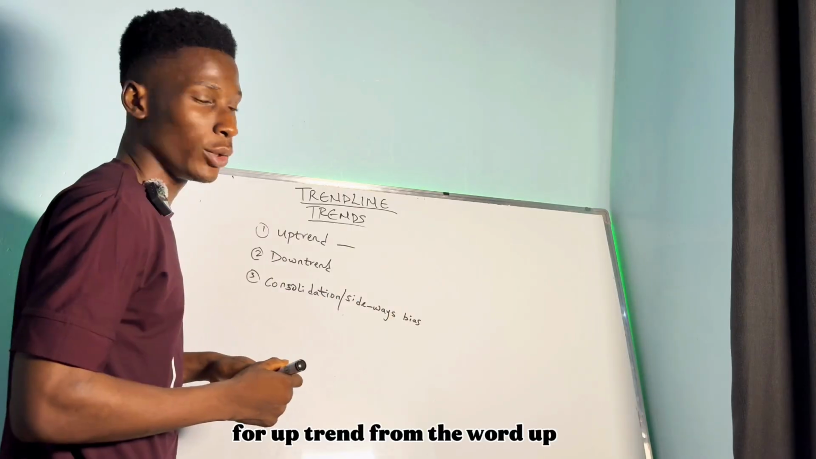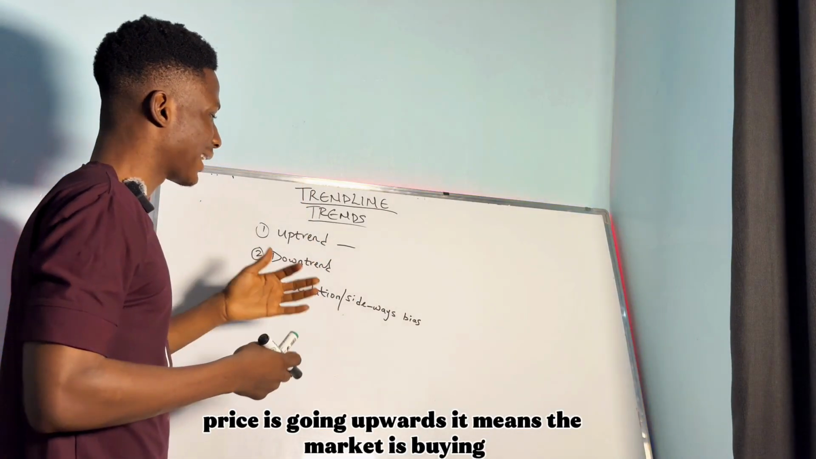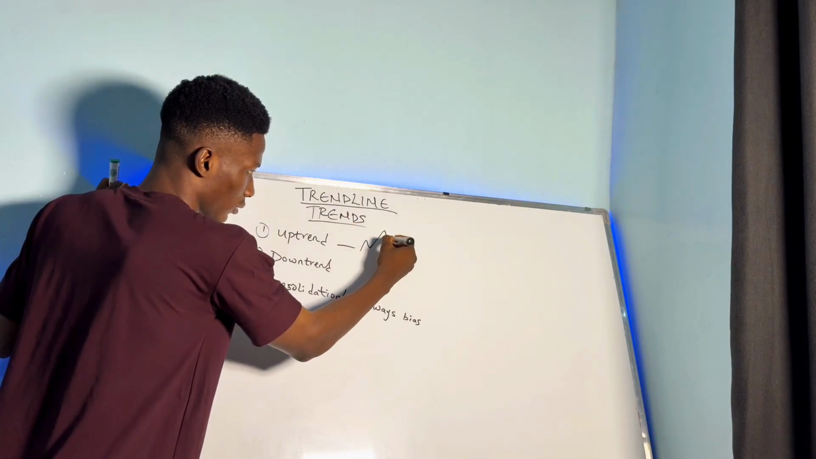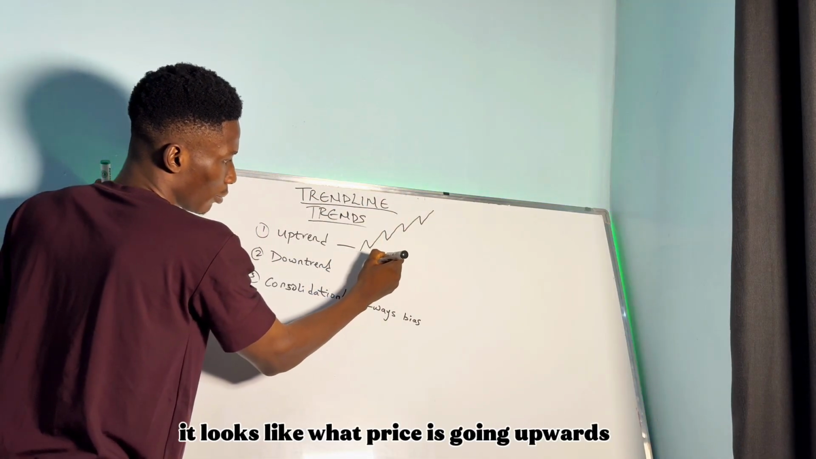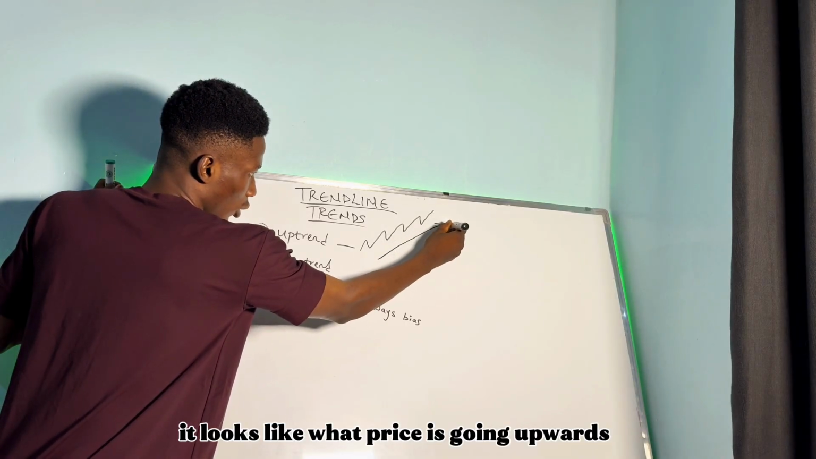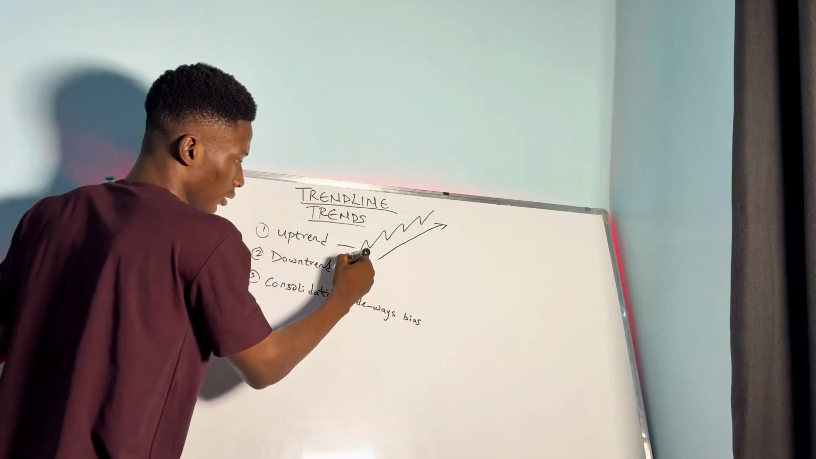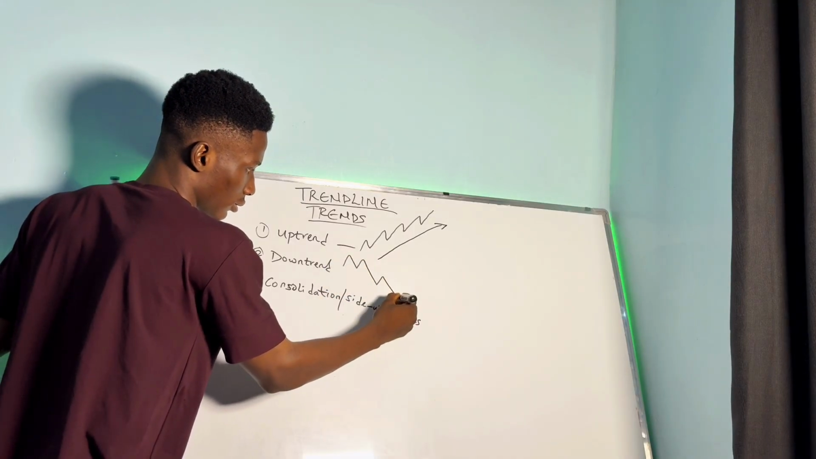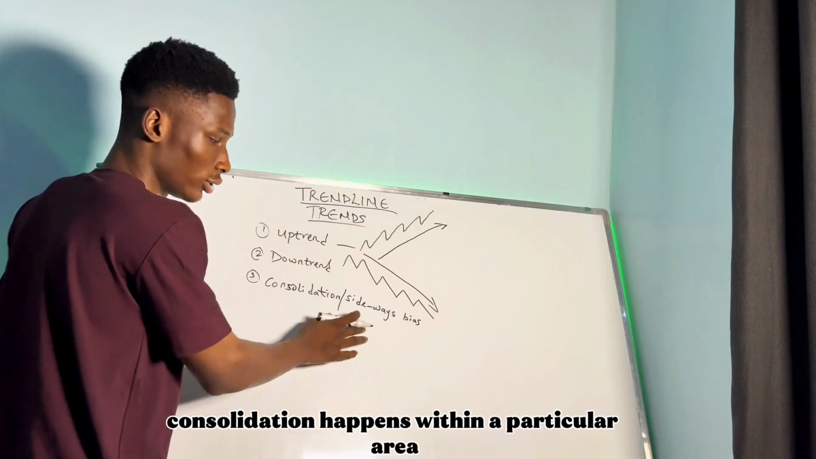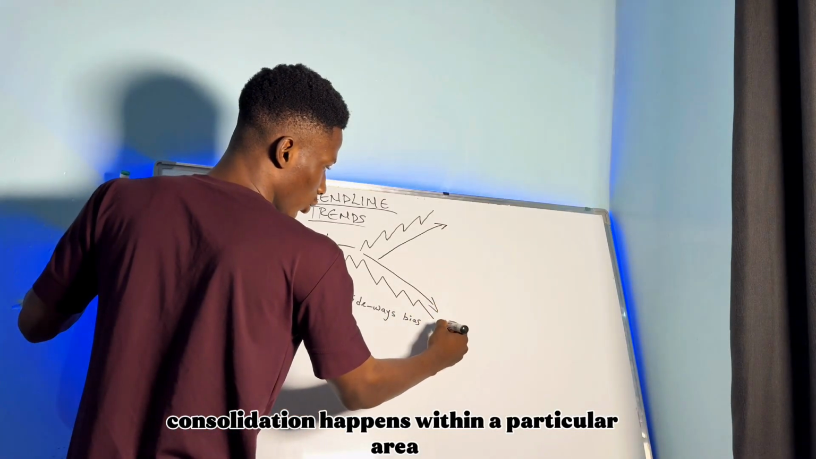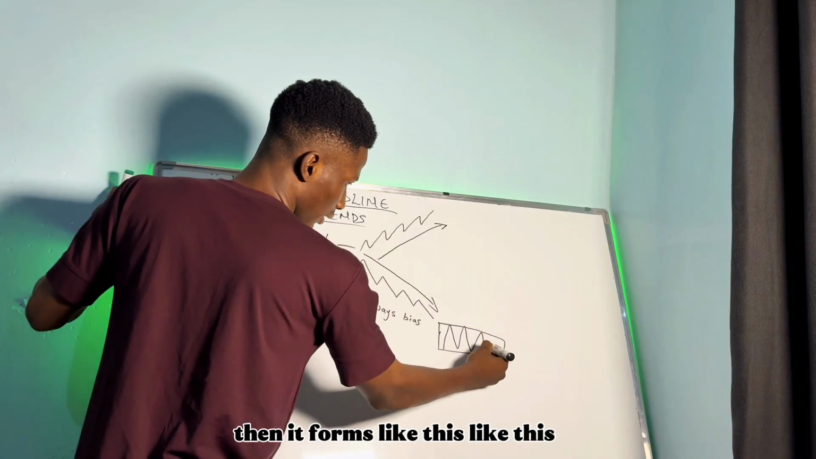For an uptrend, from the word up, you know that it means price is going upward. It means the market is buying. Now you can see from my example here, price is going upward. You understand? Then downtrend. You can see that price is going downward. Consolidation happens within a particular area. Then it forms like this, like this, like this.